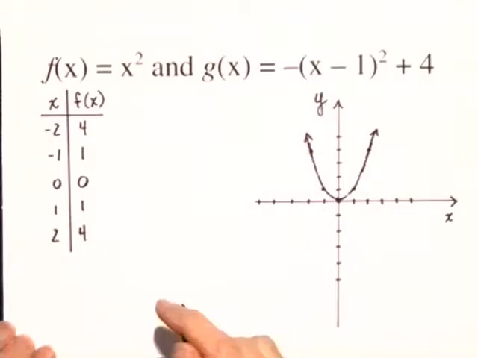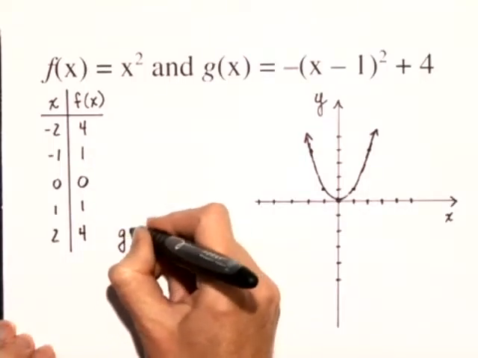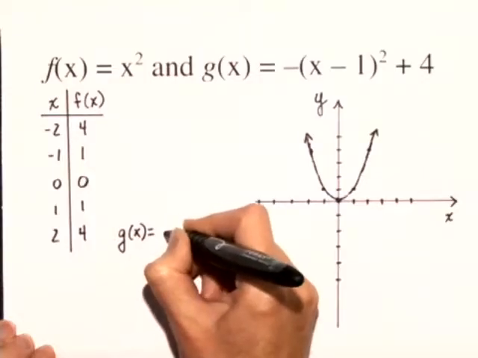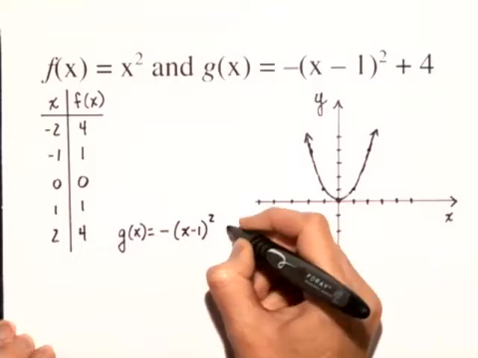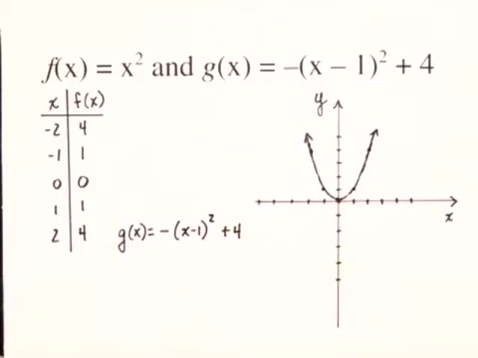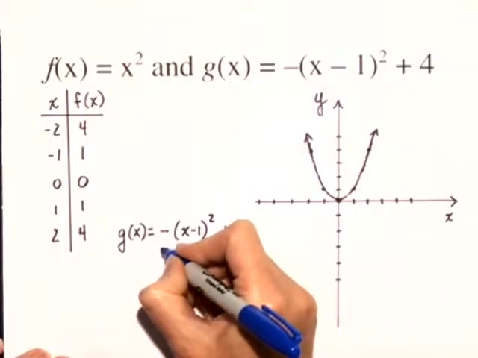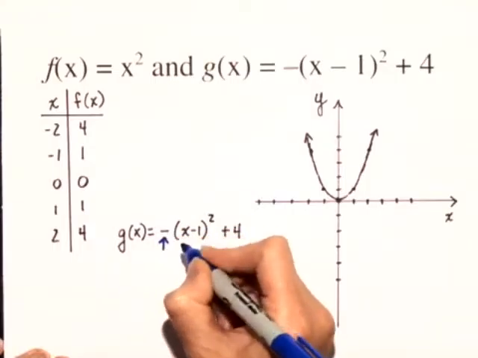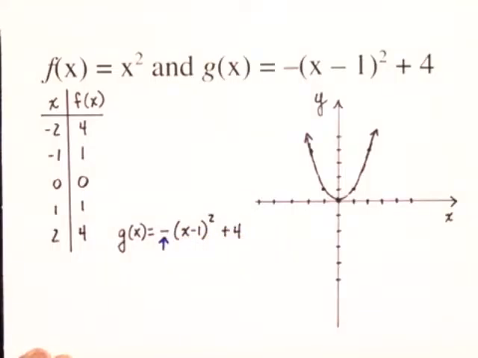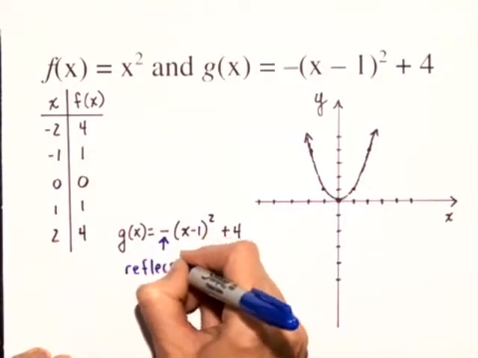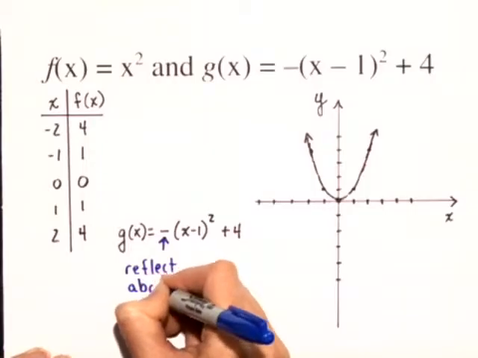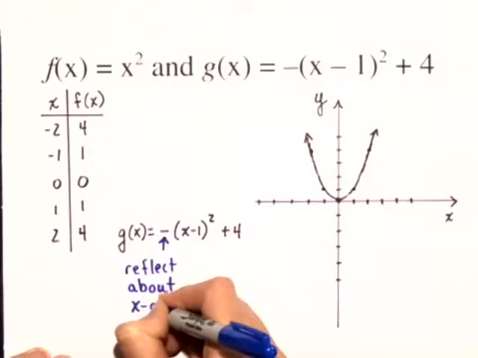Now we have another graph, and this other graph is g of x is equal to the negative of the quantity x minus 1 squared plus 4. So we have some transformations, and in this case, let's start with the negative out in front of that quantity x minus 1. This negative indicates that we have a reflection about the x-axis.